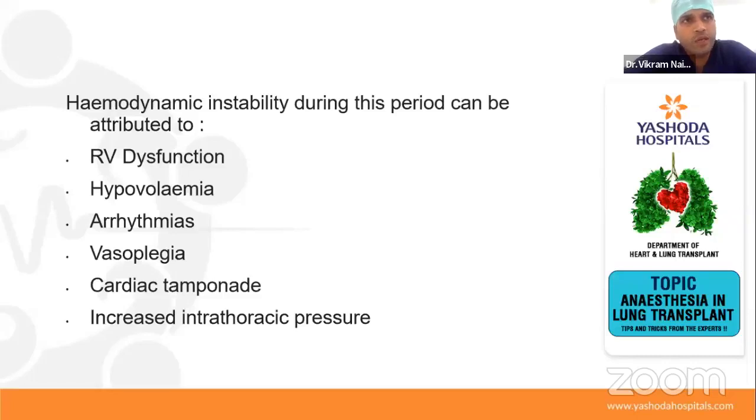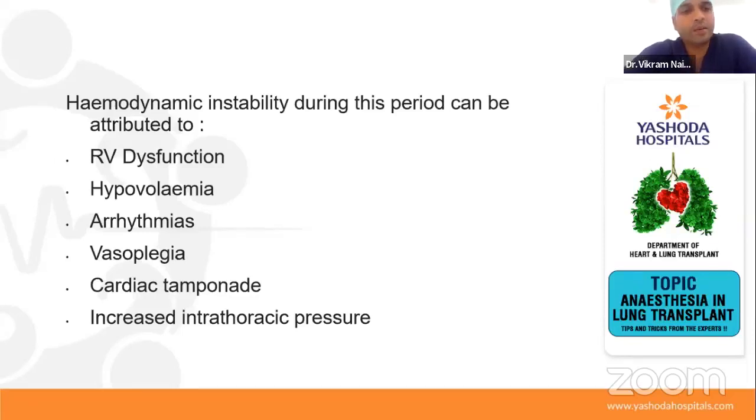During this period, once the allograft implantation is done, you can expect some hemodynamic instability. The most common causes in this situation would be RV dysfunction, hypovolemia, arrhythmias, vasoplegia, tamponade, and increased intrathoracic pressure. So let's deal with the individual problems. RV dysfunction is usually diagnosed with a high CVP and transesophageal imaging showing a dilated RV with the septum bulging towards the left-hand side, and a dilated RA.